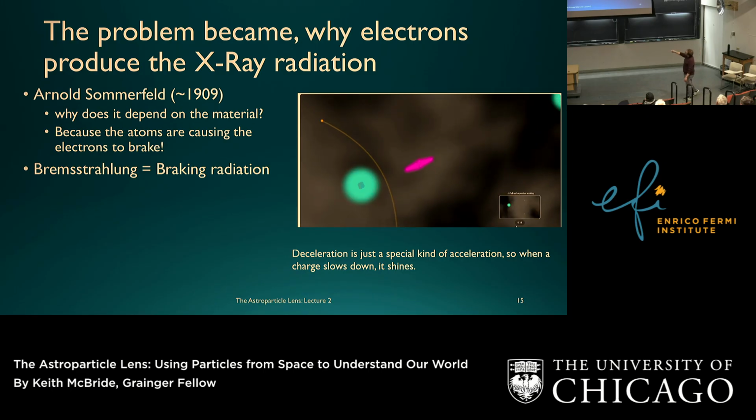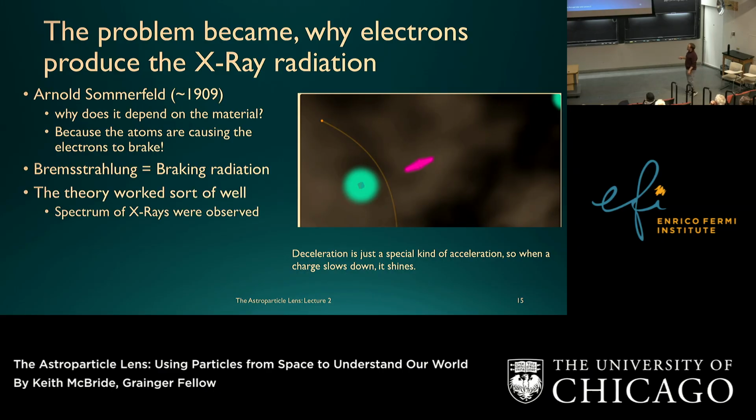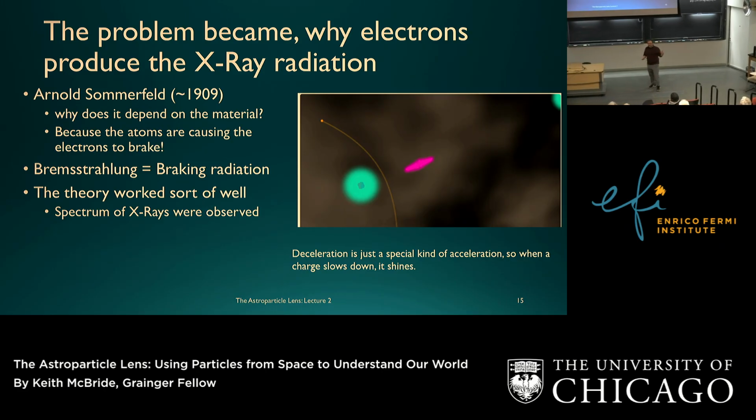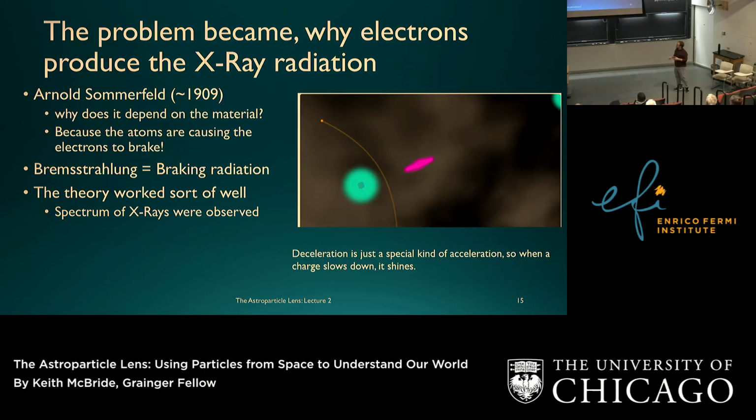So the animation shows you an electron coming close to an atom, where the green cloud there is the other electrons in the atom. And so this radiation is emitted as the high energy cathode ray, or electron, scatters off of it, and so it's braking radiation. And the theory actually worked really well. A spectrum of X-rays was observed. That meant that as you put in higher energy electrons, you could get more X-rays at different energies, right? And this also depended on the material, because those electrons were sort of related to the nuclear charge, right?